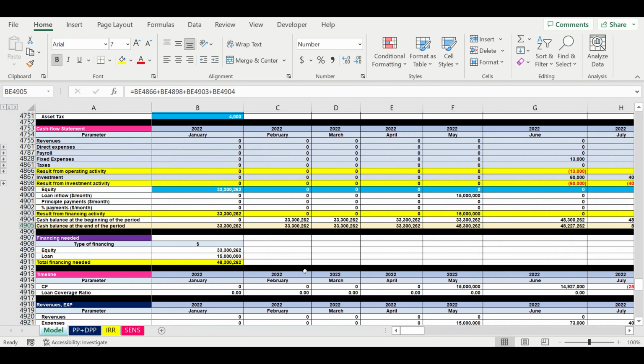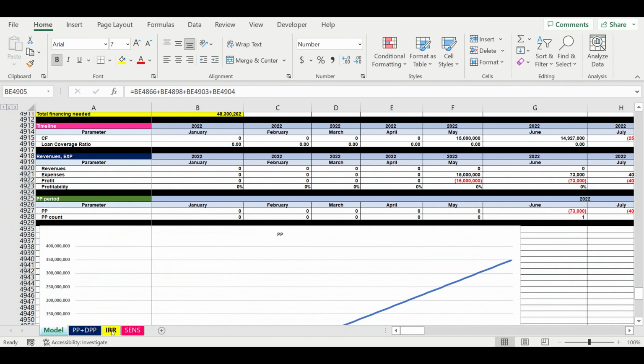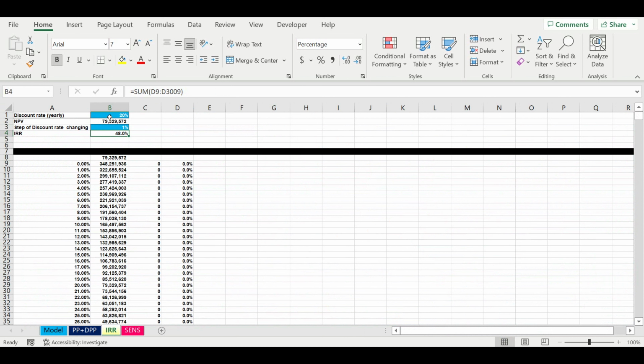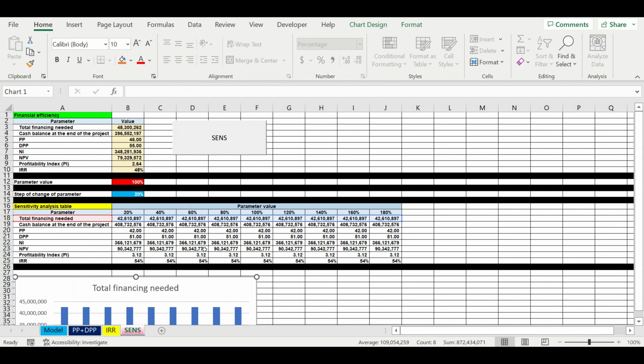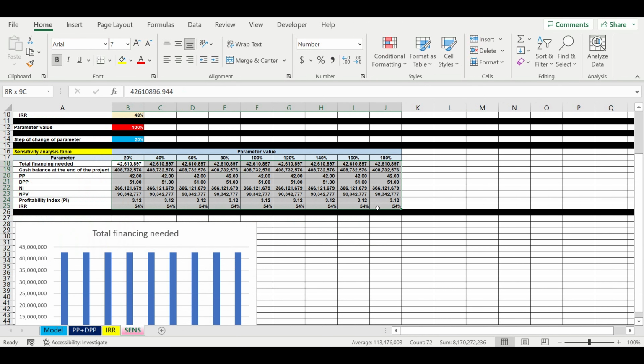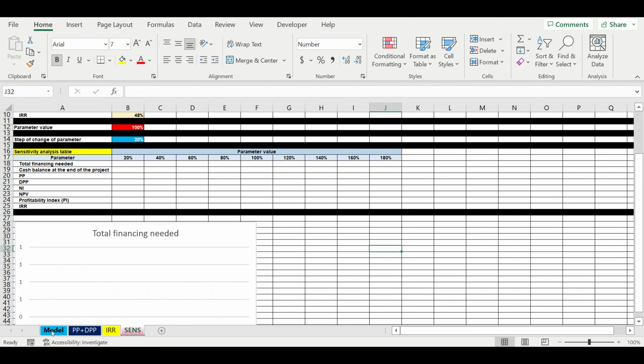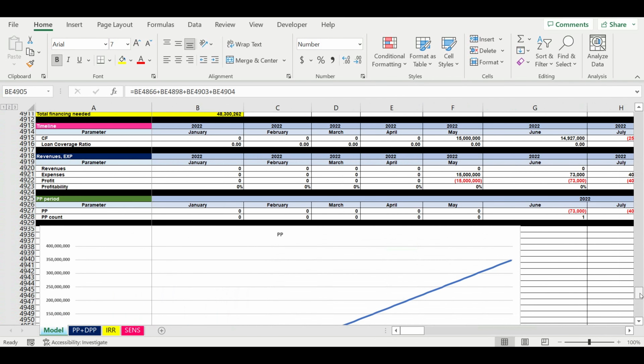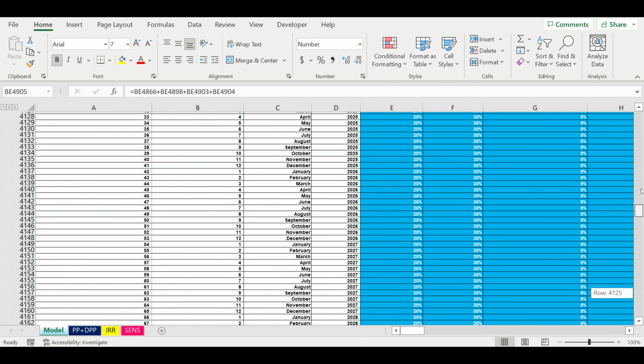So then the next tab is the tab where we specify the level of discount. Then we specify the step of change of discount rate to calculate the internal rate of return. And then here we have a stress test sensitivity analysis tab. So we can, for example, do like this, and we would like to know how stable our business idea is.